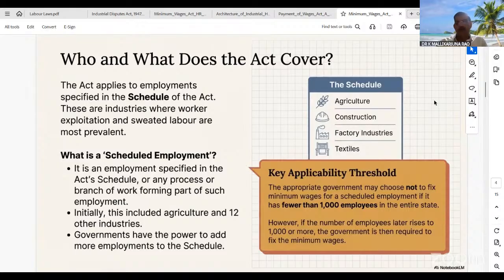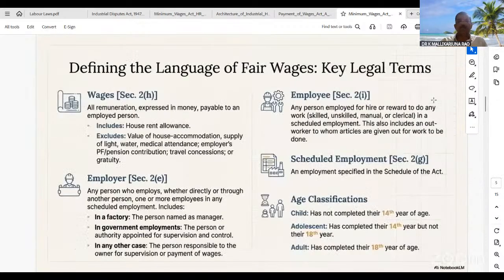So here, the appropriate government, maybe state or central government, may choose not to fix a minimum wage for scheduled employees if the number is fewer than 1,000. If it is lower than 1,000, it takes the entire state. However, if the number of employees is later raised to 1,000 or more, the government is then required to fix minimum wages as per this act.